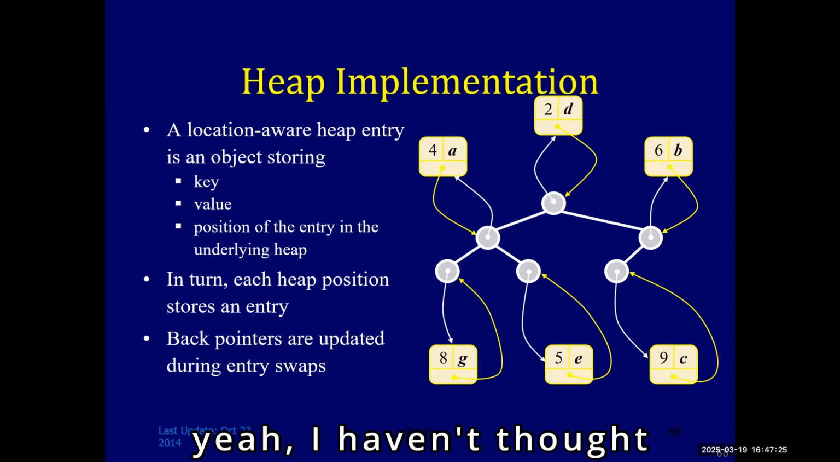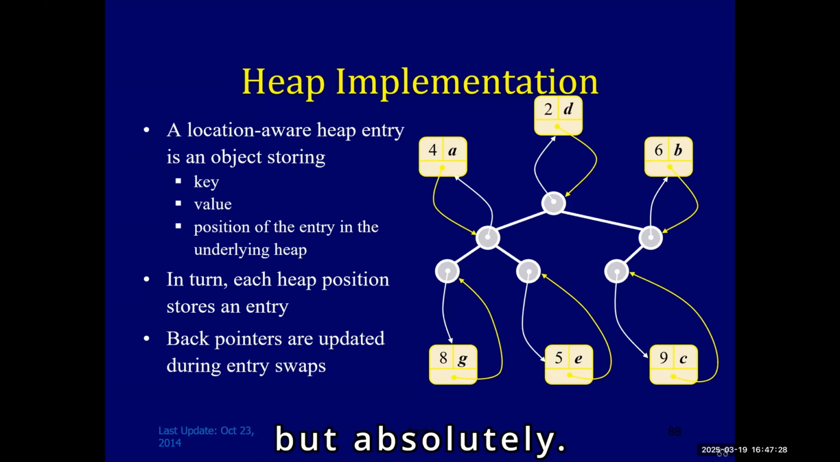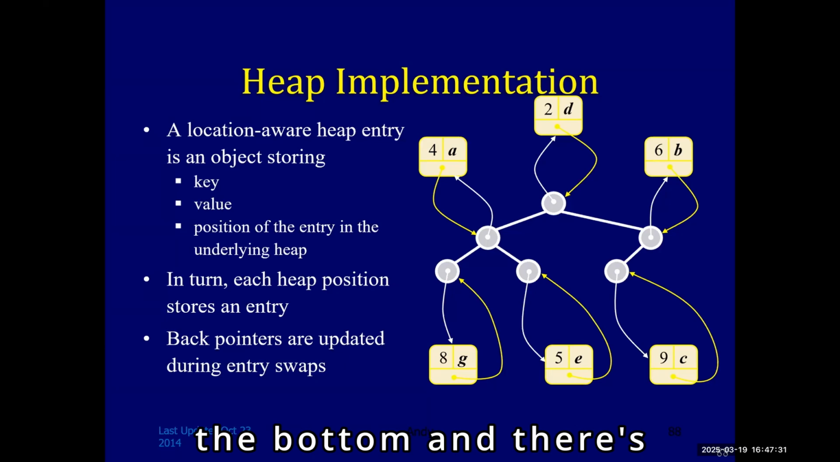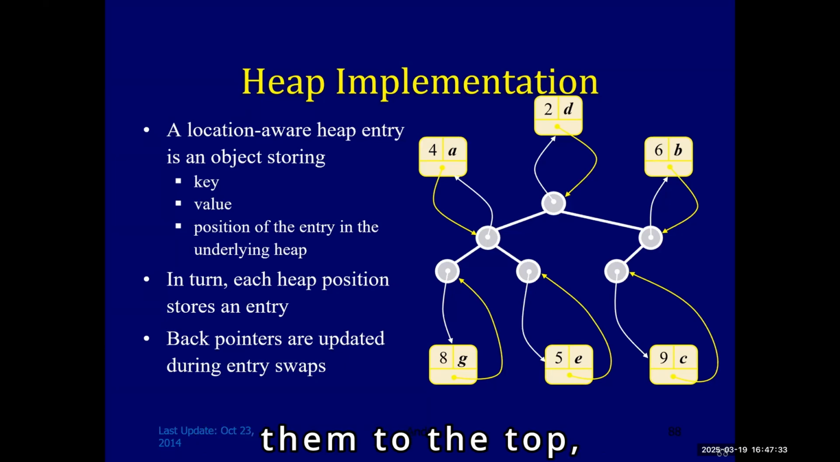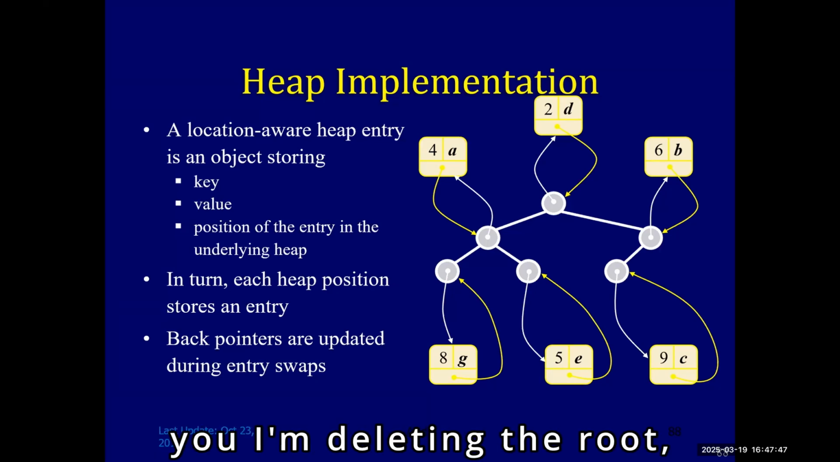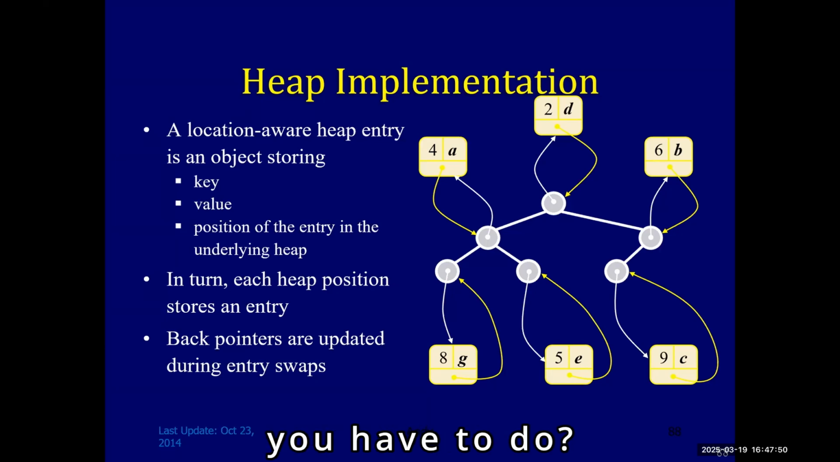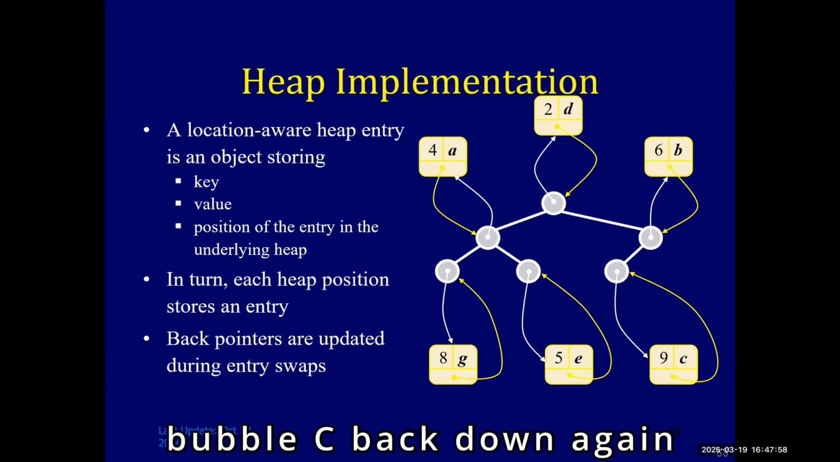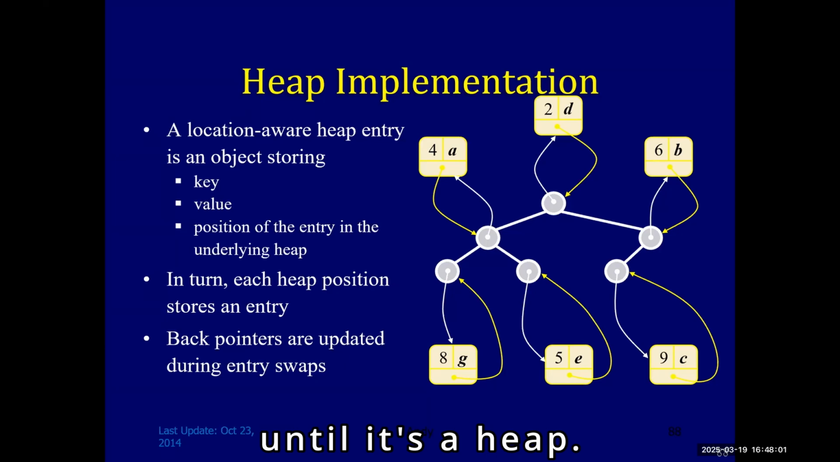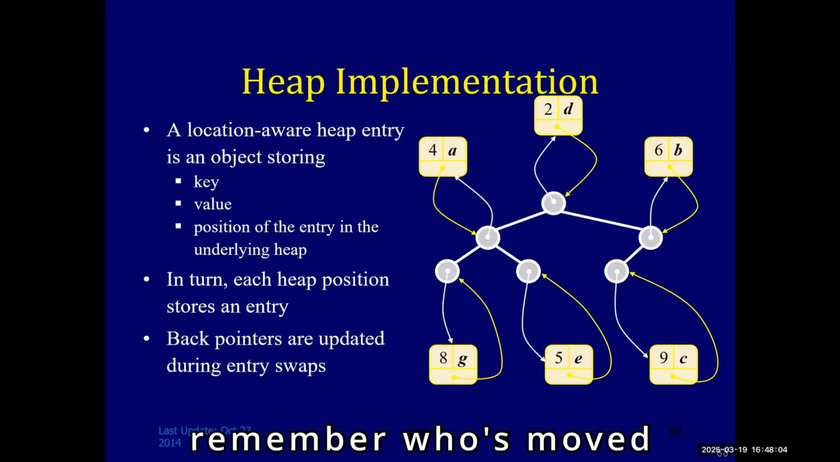Yeah, I haven't thought about all of that, but absolutely. If you take the one in the bottom and there are pointers in and out, and you move it to the top, then you have to adjust the inner and outer pointers. In fact, she just came up with a better exam question. I give you this picture, and then I tell you I'm deleting the root. What do you have to do? You have to take the bottom left, which is C, move C to the top, and then bubble C back down until it's a heap. Then you have to remember who's moved and update all the pointers.